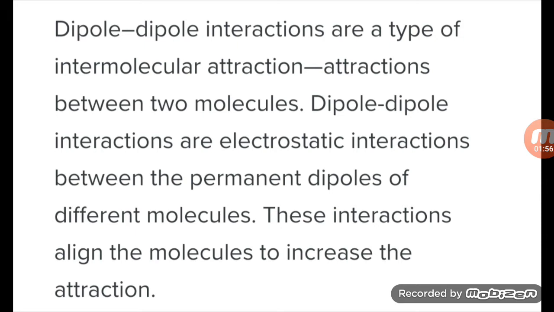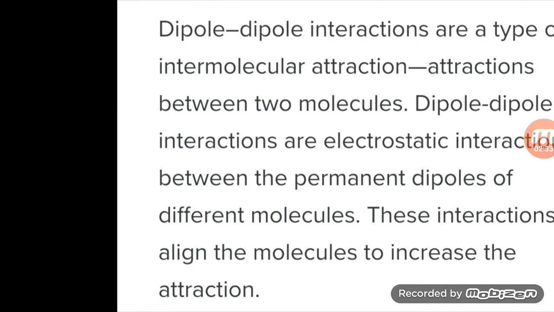Always remember from physics as well that whenever there is a charge distribution, like positive and negative, the force of attraction that exists between them will be electrostatic in nature. An ionic bond is also an electrostatic force of attraction. You will learn later about ionic bonding, covalent bonding, etc. These molecular interactions align the molecules to increase the attraction. Whenever this kind of attraction is present, that substance will have a higher boiling point and polarity, and the molecules will attract each other more.